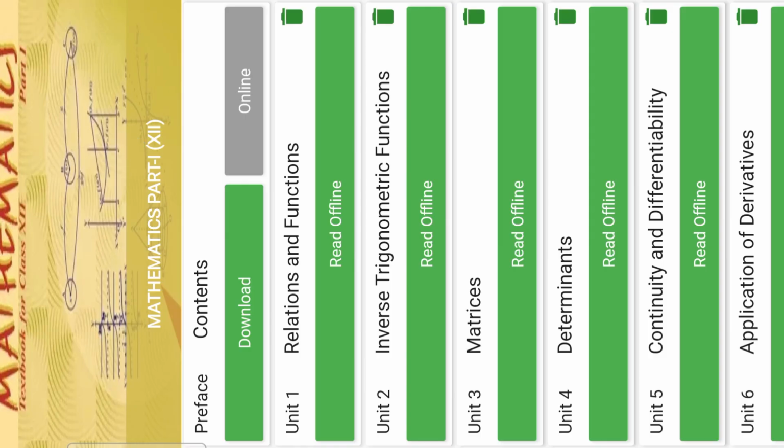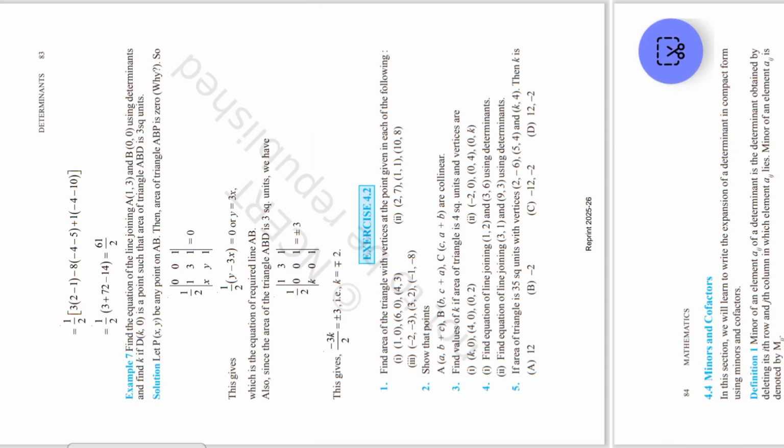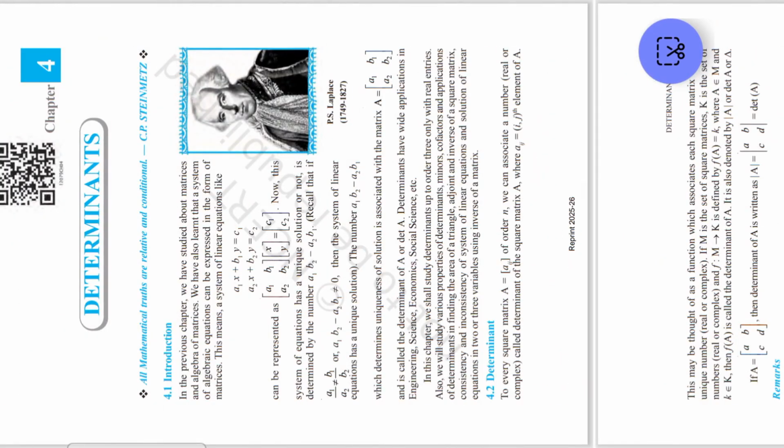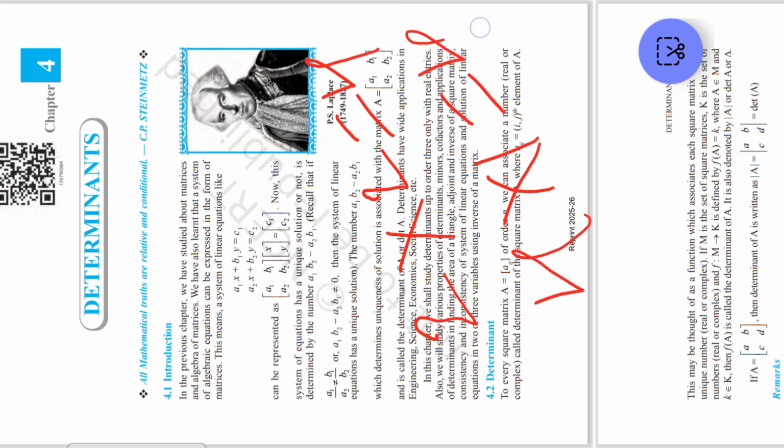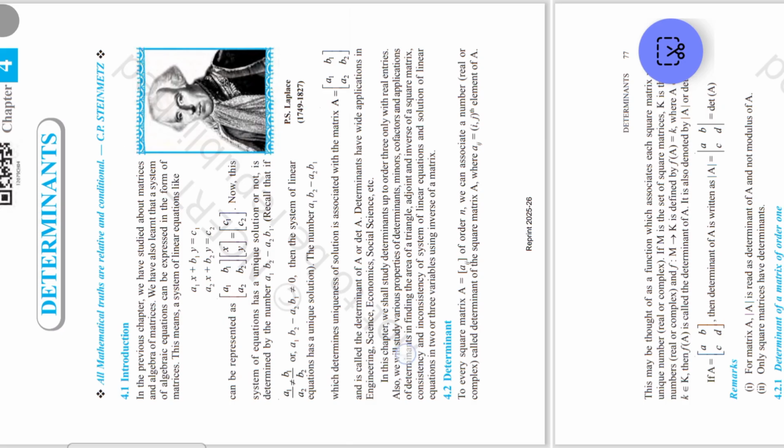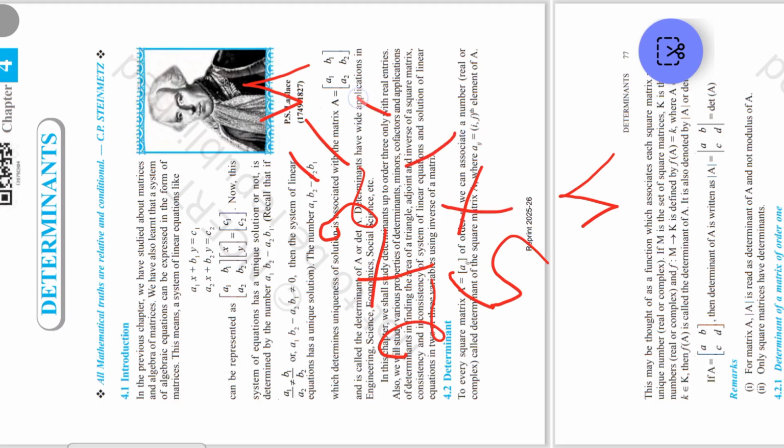So the fourth chapter is determinants. In this chapter, the 2 marks questions are 2, and the 4 marks question is 1. So in this chapter there are 2 marks, 5 marks and 4 marks questions. 2 marks questions are 2, that is 4 marks, 5 marks question is 1 and 4 marks question also 1. How much do you get? 4 plus 2 is 6, 6 plus 2 is 8, 8 plus 5 is 13 marks.